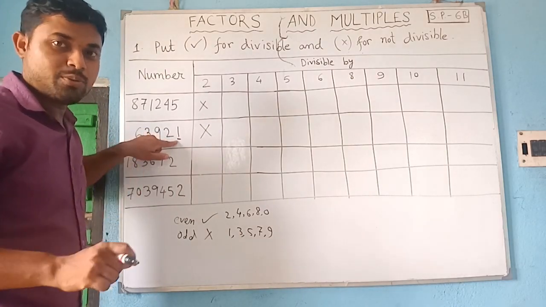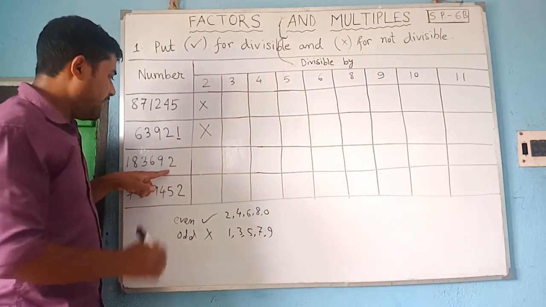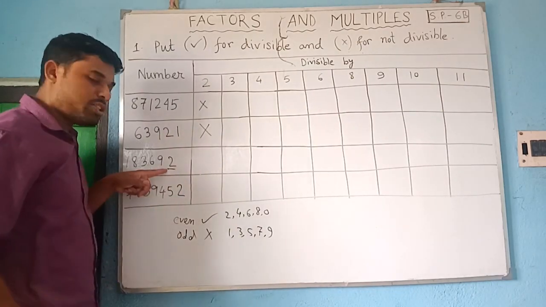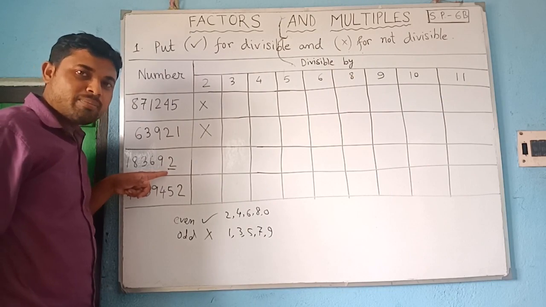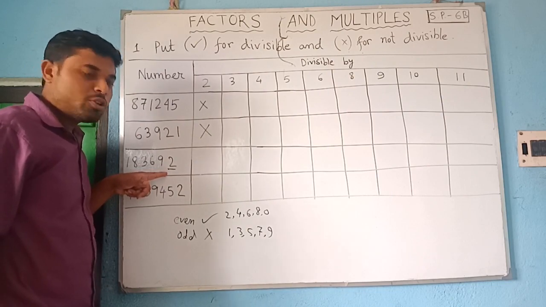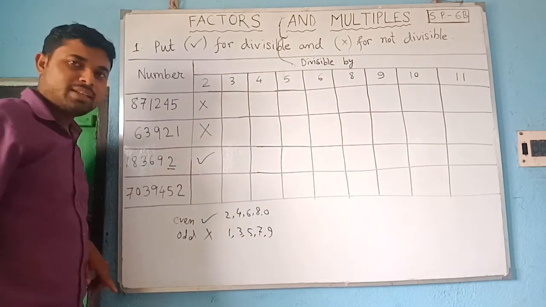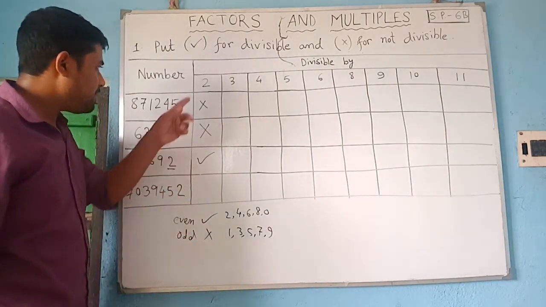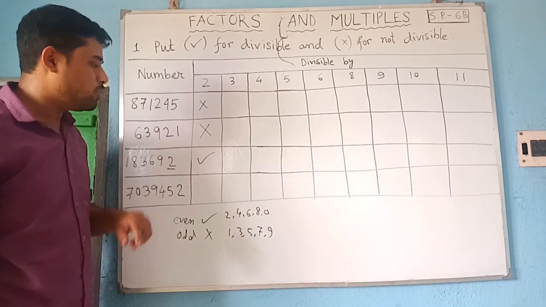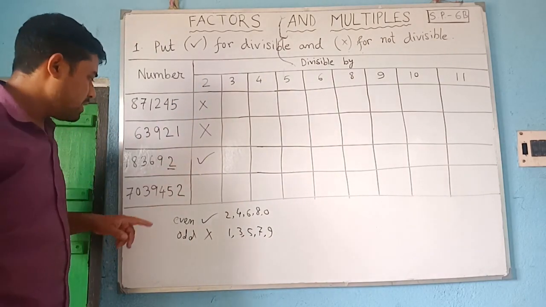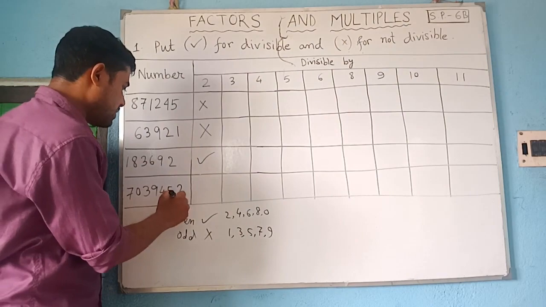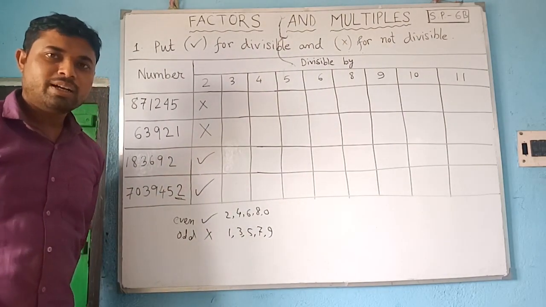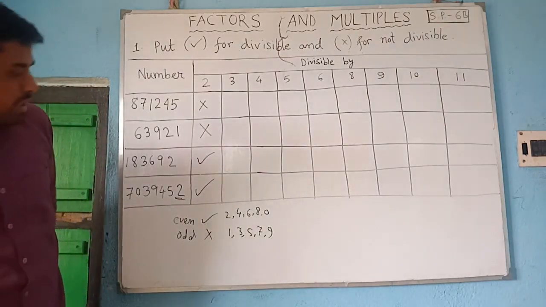Listen very carefully, very easy. Here the ones place digit is 2, so the number is an even number. Then you can divide the number by 2, so put a tick mark. Is it clear? Next number, the ones place digit is 2. That means this is also an even number, so put a tick mark. I hope you have understood it.